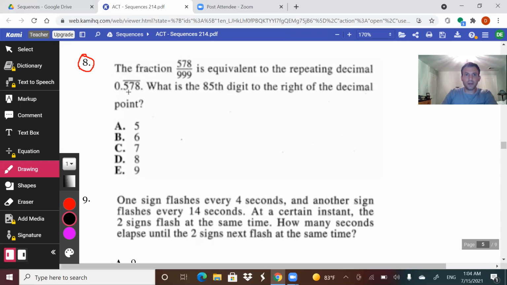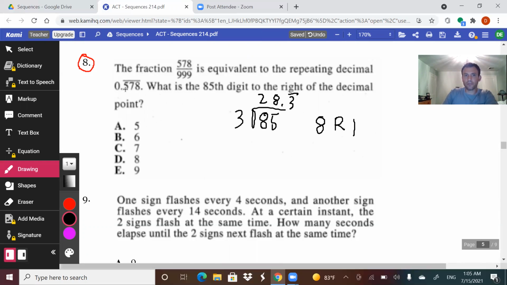So the repeating decimal is 3 digits. It's 578, and we would know the 85th term. So what we would do is we would do 85 divided by 3. So if we think about that, 3 times 30 is 90. So 3 times 28 is going to be 84. So essentially, this is going to go in 28.3 times, or 28 times with a remainder of 1.